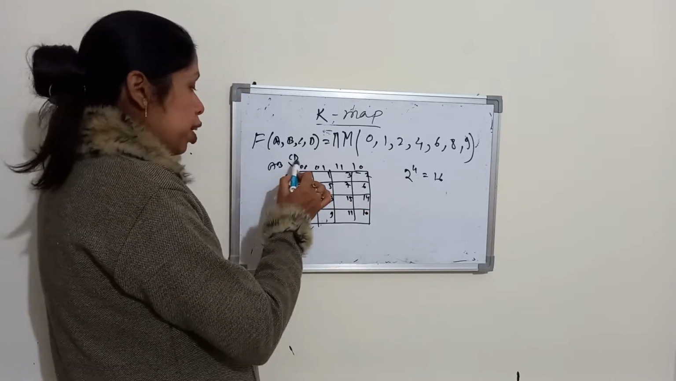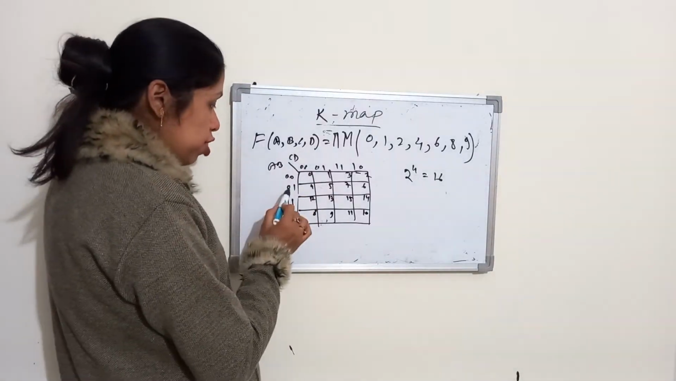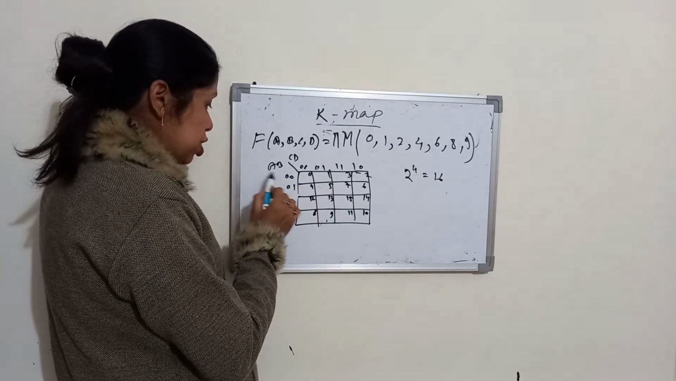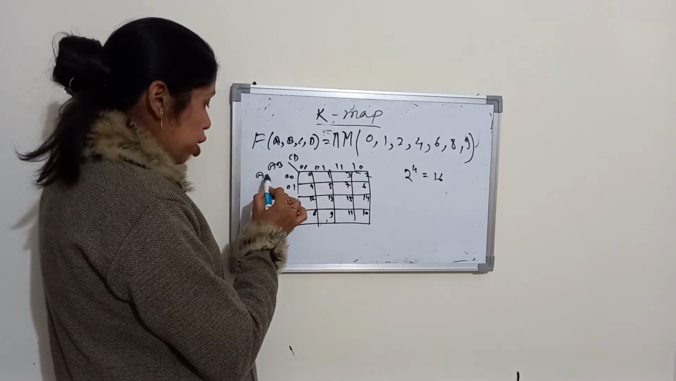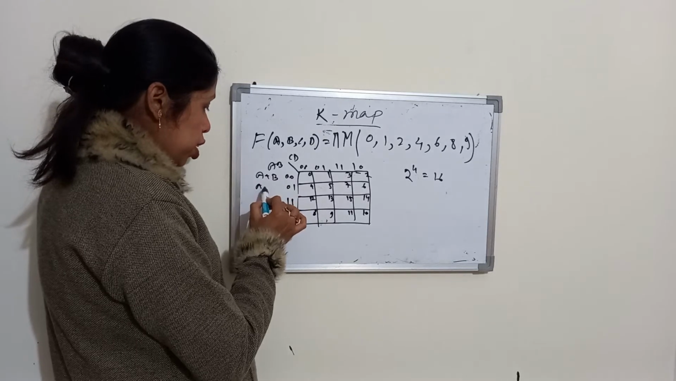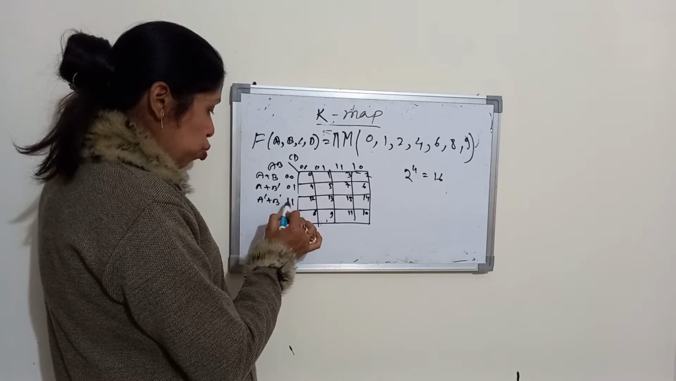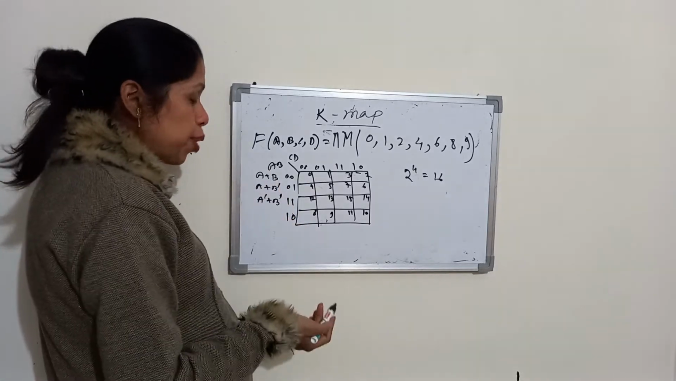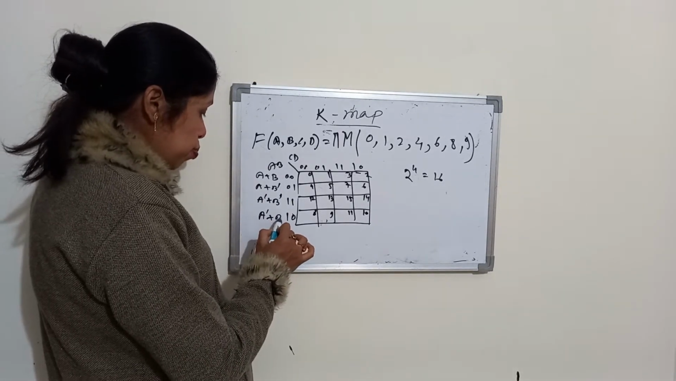But here, if you remember, I used to write 00 means A prime B prime, 01 means A prime B. But in case of the max term, the representation will be different. So 00 means A plus B, here A plus B prime, here A prime plus B prime, and here A prime plus B. Instead of dot, I am putting plus in case of the POS.